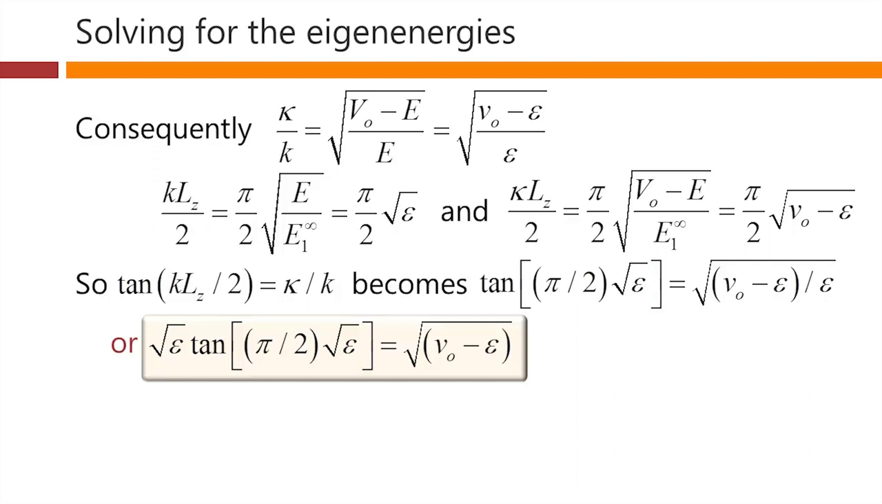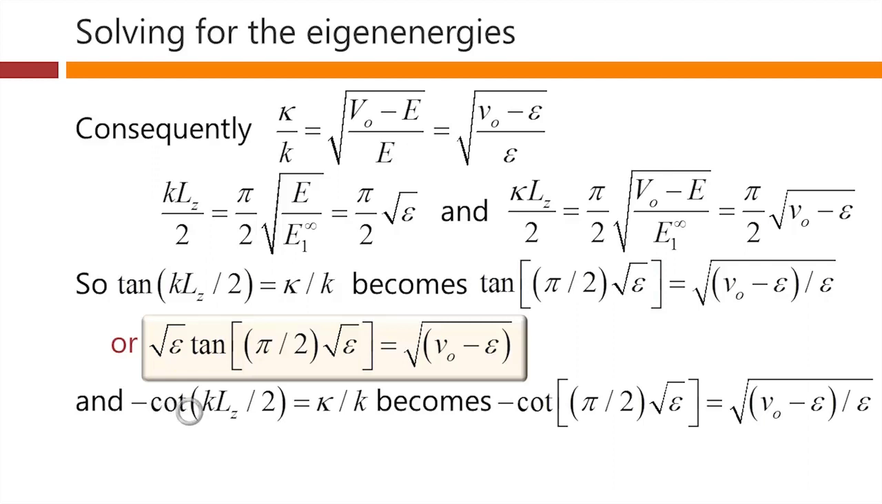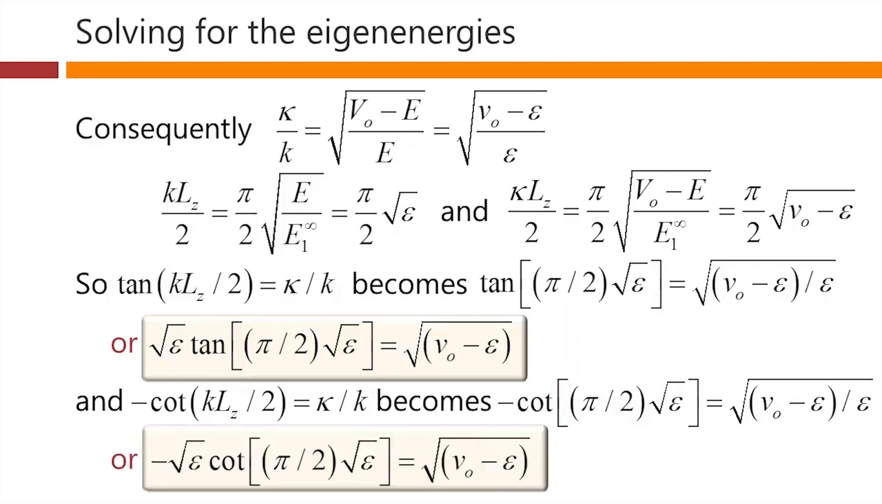Taking the square root of epsilon over to the left-hand side and putting it in front of the tangent here, and leaving the square root of mu naught minus epsilon on the right. Similarly, for the cotangent condition, it will become just the square root of mu naught minus epsilon over epsilon on the right, and pi over 2 root epsilon inside the argument, or equivalently, we can take that root epsilon over to the left here as well.